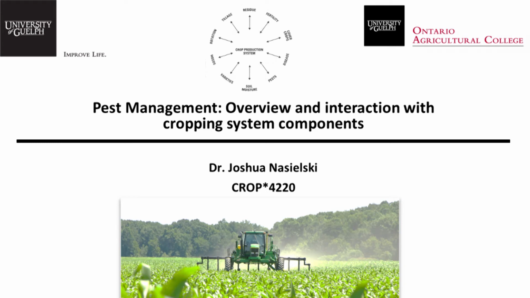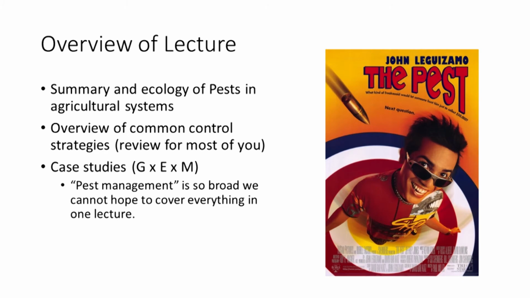Pest issues in agriculture, even just in Ontario agriculture, is such a broad topic that it's essentially impossible to cover everything in a 15-minute lecture. So what I'm going to do first is give that very high level 10,000 foot view of pests in agricultural systems, give an overview of common control strategies, and then present a number of case studies, again using this G by E by M approach we've been taking in class, just to give a couple of examples of different pest management issues relevant to Ontario agriculture.